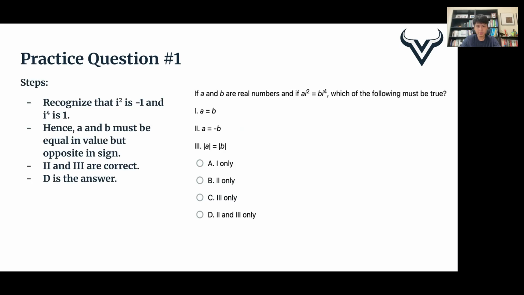Okay, so the answer is D. Now, let's talk through the steps of how you solve this. Firstly, it involves the exponent of the imaginary number, so you must recognize that i to the power of 2 is -1, and i to the power of 4 is 1. Hence, A and B must be equal in value, but opposite in sign. That means 2 and 3 are correct, but 1 is not correct because A is not equal to the value of B. Hence, D is the correct answer.